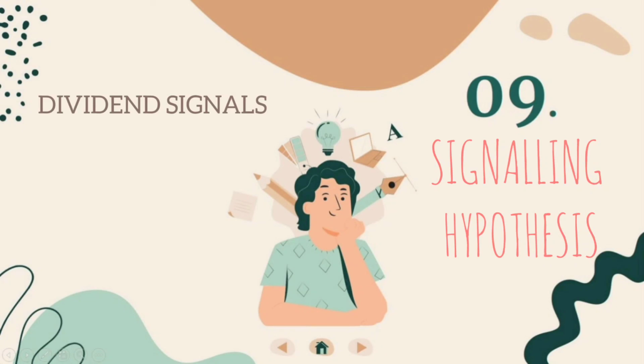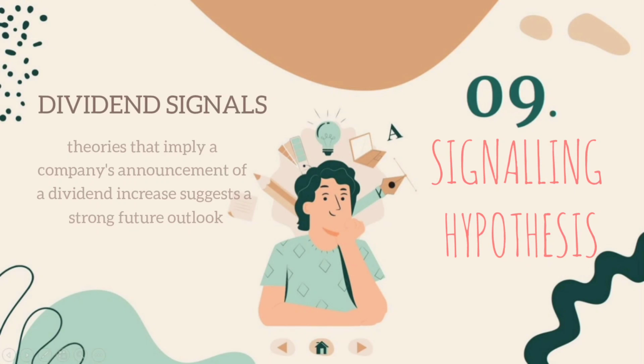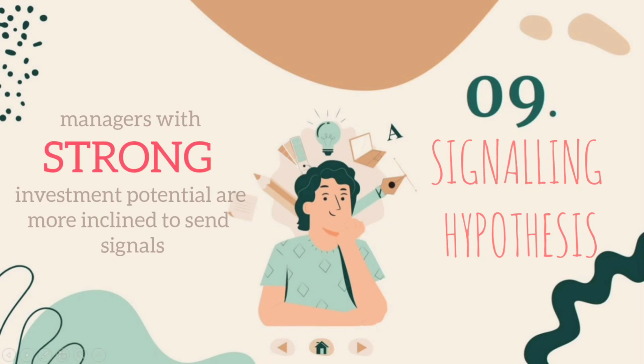Dividend signals are theories that imply a company's announcement of a dividend increase suggests a strong future outlook. This hypothesis is linked to a game theory concept that managers with strong investment potential are more inclined to send good signals, while those without such prospects are more likely to give bad signals. Despite the fact that the concept of dividend signals has been widely questioned, some investors still believe in it.